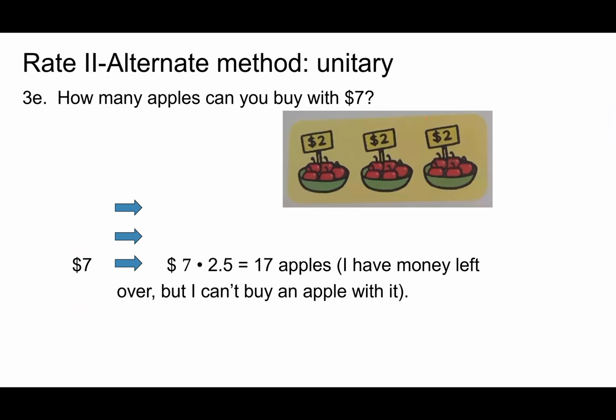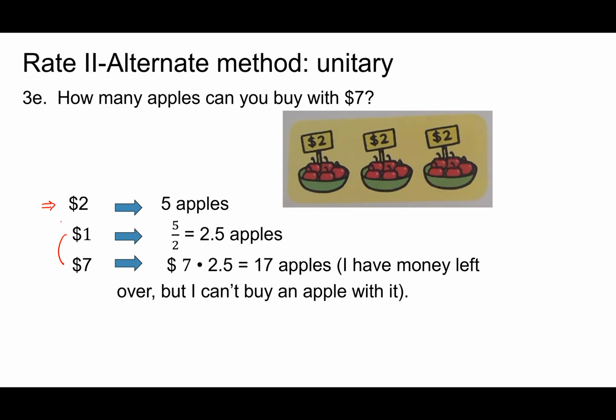All right. So if we were to use unitary method on this, we would say $2 buys me 5 apples. So if we use unitary, that means I'm going to take it down to $1. So I'm going to divide both sides by 2. $1 buys me 2.5 apples. That's only using that first rate, the 5 apples for $2. So this is if I were to use that rate and use unitary method. But you're going to see that it doesn't give me a good answer.